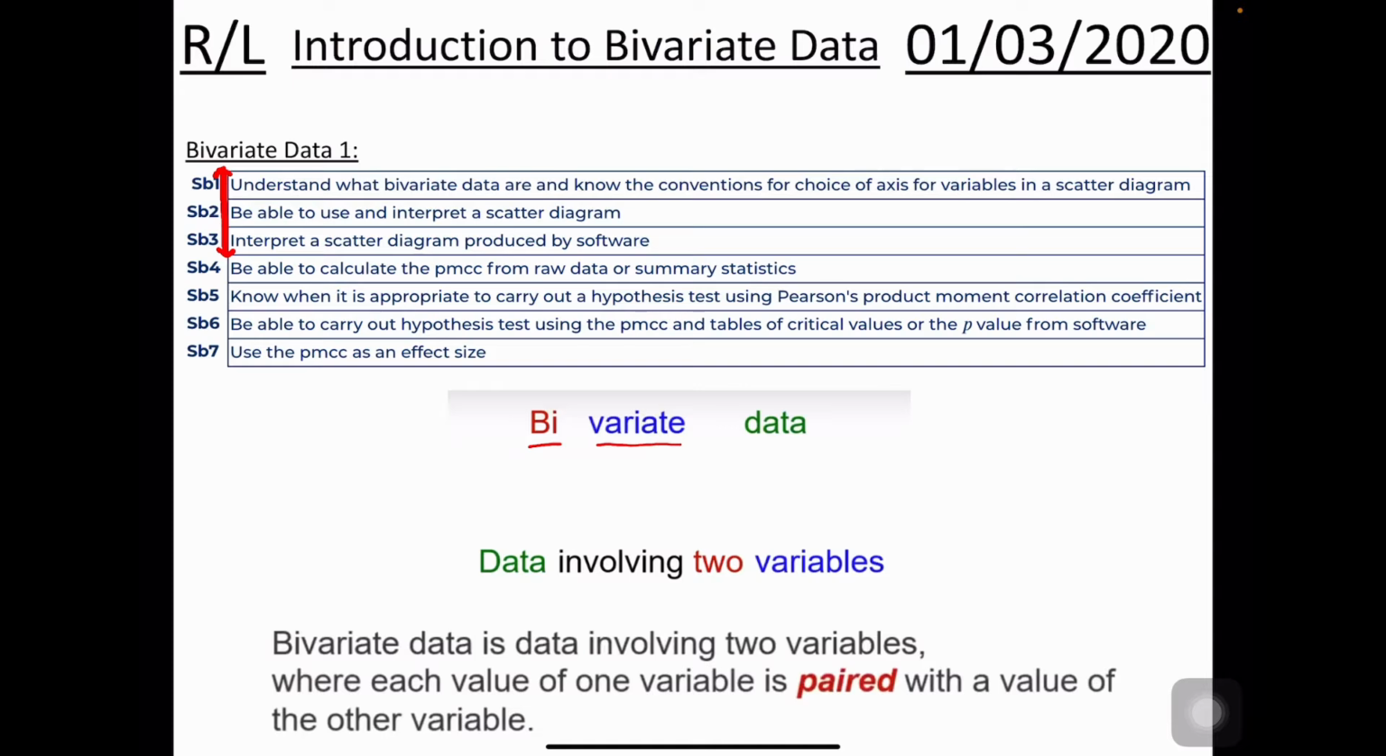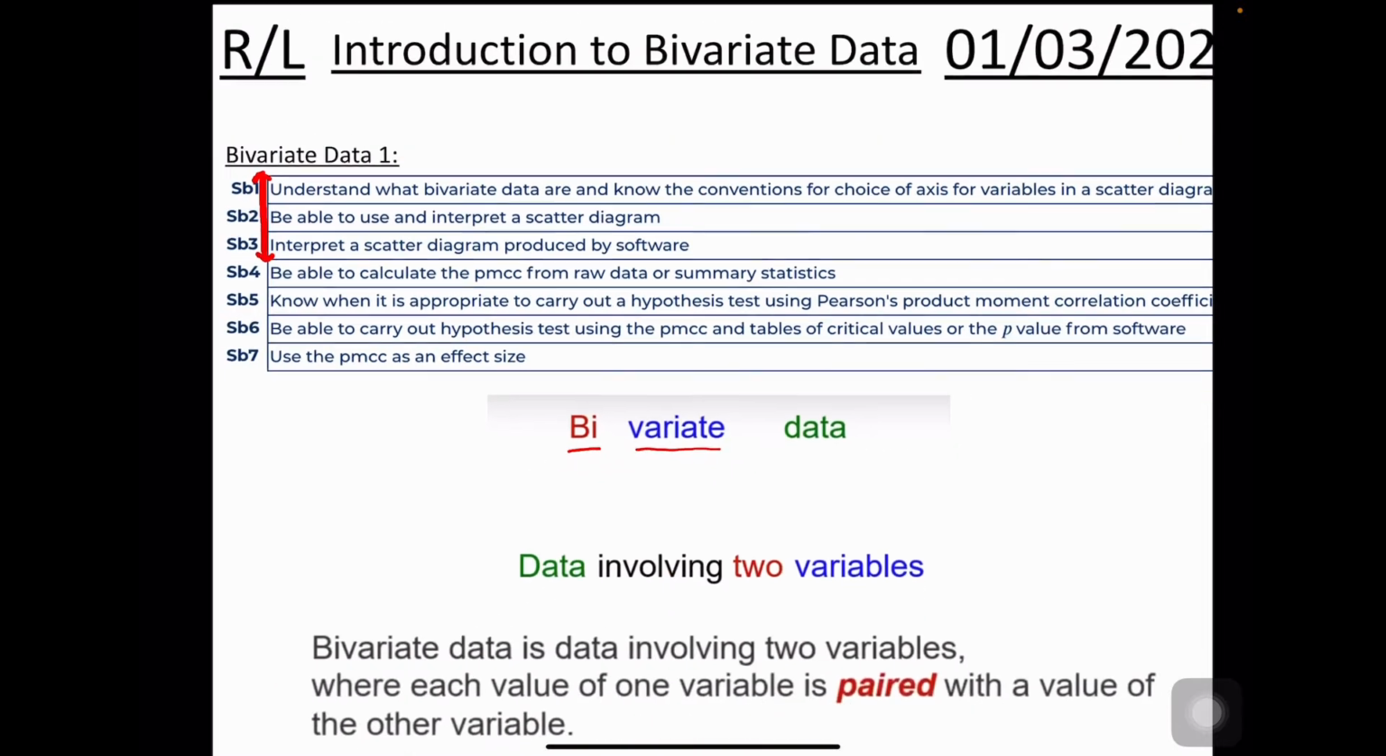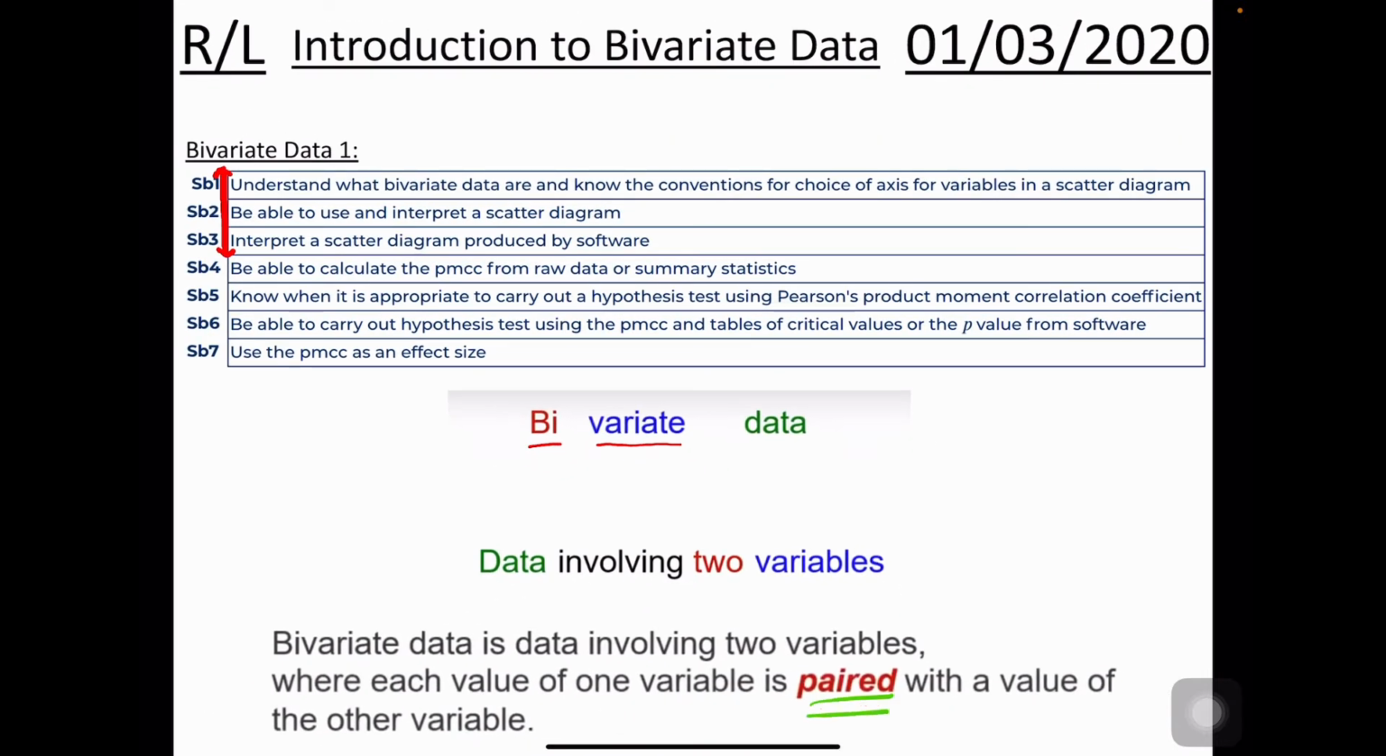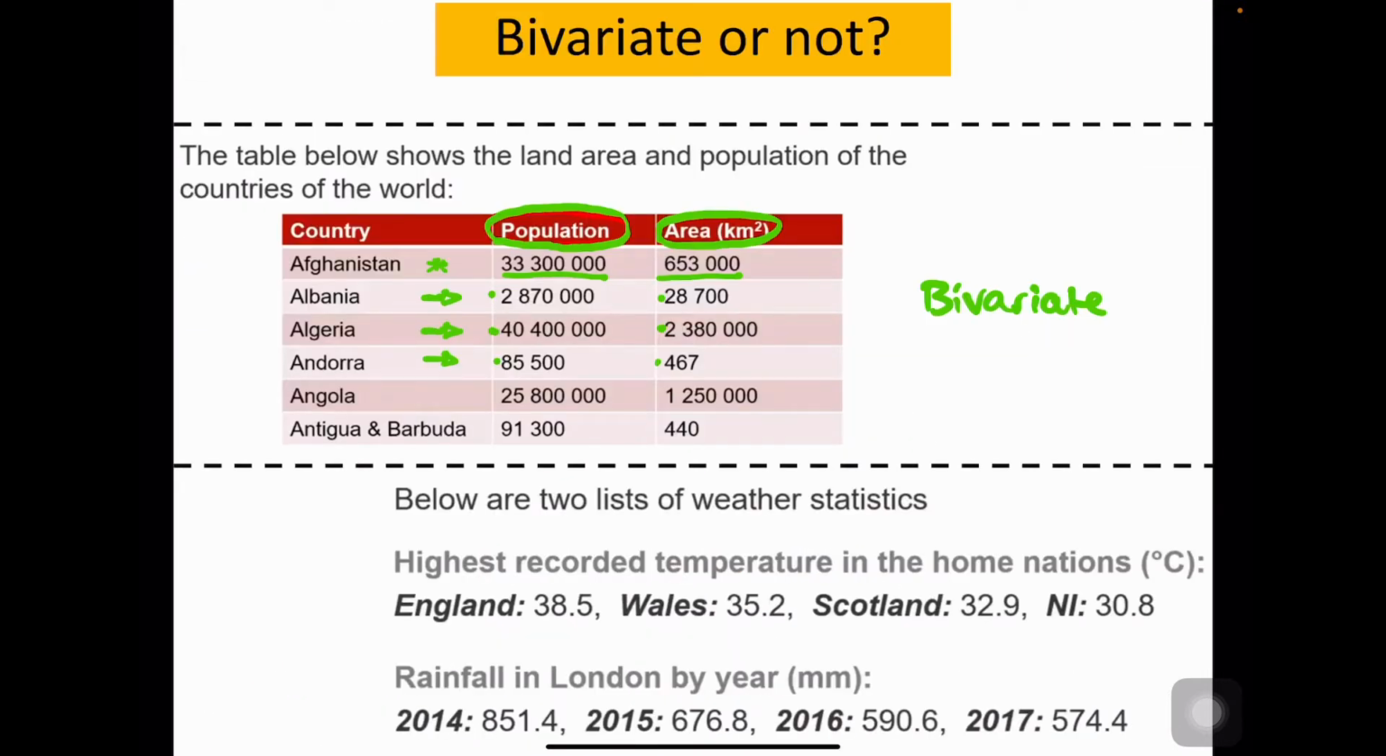Just going to show you here what I was talking about. They're paired up. So that's crucial. It's not just about having 2 variables, they have to pair up as well. So the second example says below are 2 lists of weather statistics. Highest recorded temperature in the home nations. So it's got the temperature for England, Wales, Scotland and Northern Ireland, and the rainfall in London by year. And then it's got a few rainfalls.